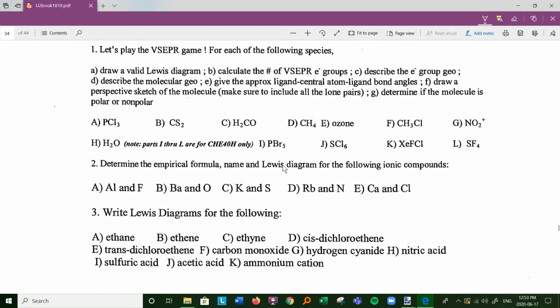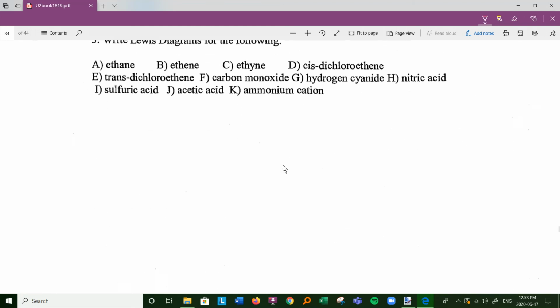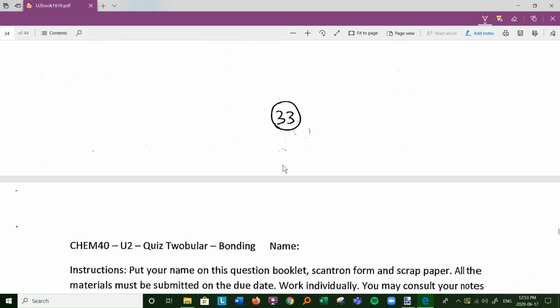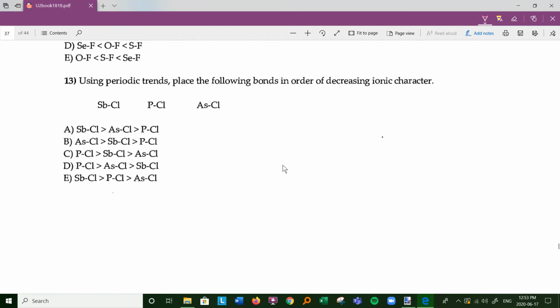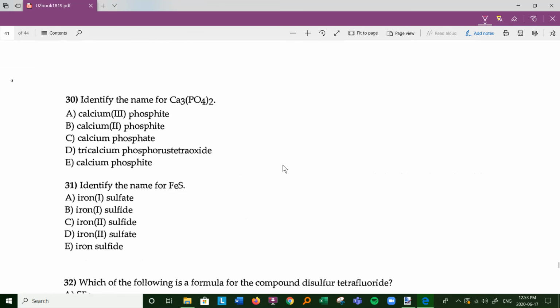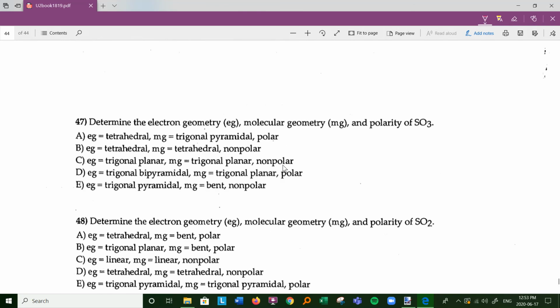33 is more examples for VSEPR. Oh, I see some cis and trans. Don't worry about that. Dichloroethene. Then a quiz, which we'll talk about later. So I think that's it. Check my page down here. Quiz with lots of examples, lots of questions, and that's it. So that is it for our Unit 2. Now, start practicing it all. Have fun.